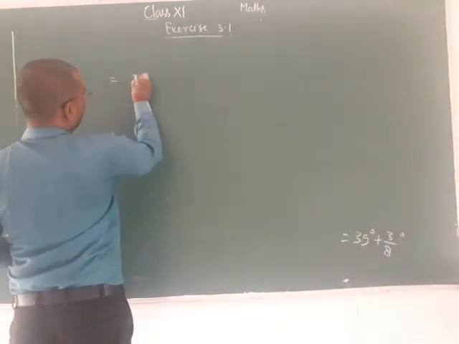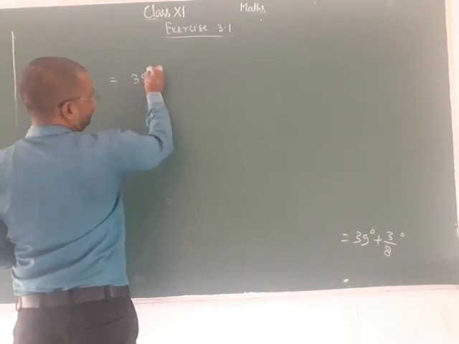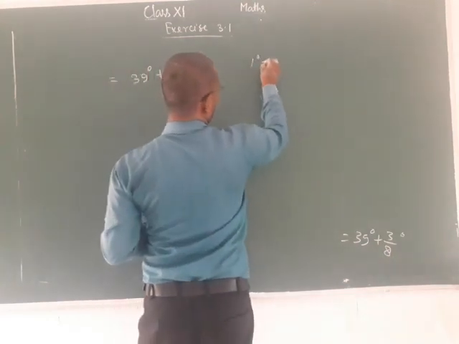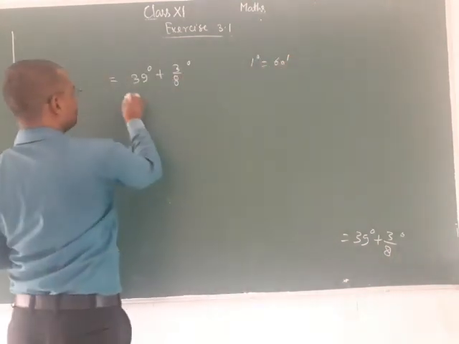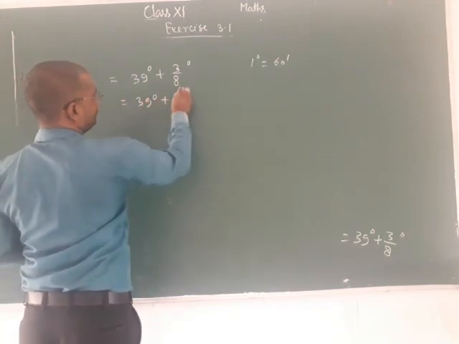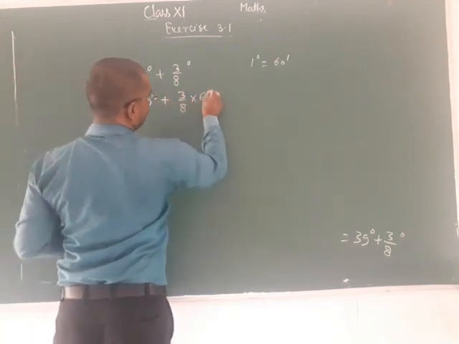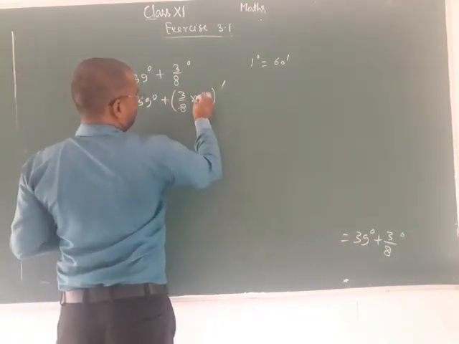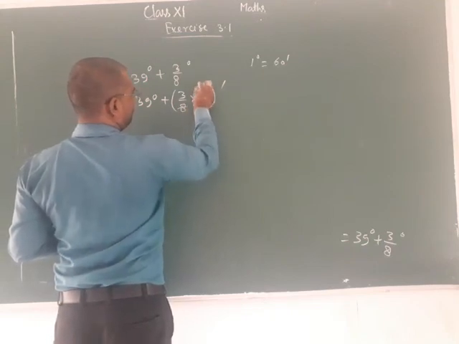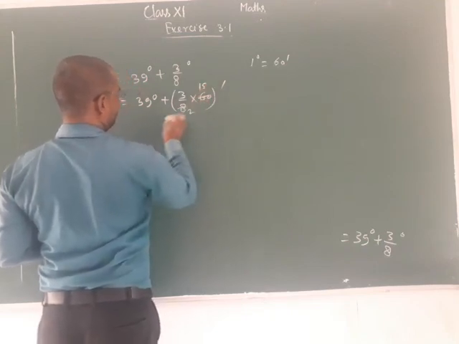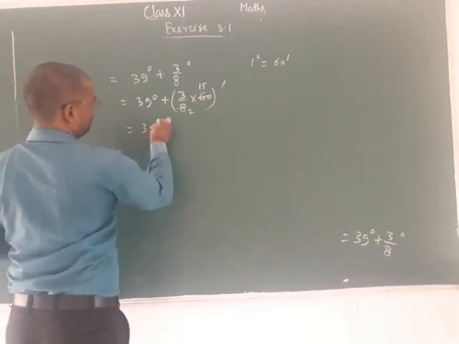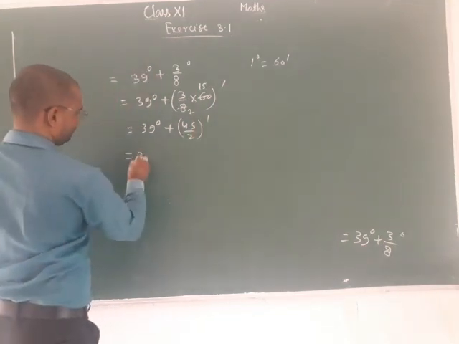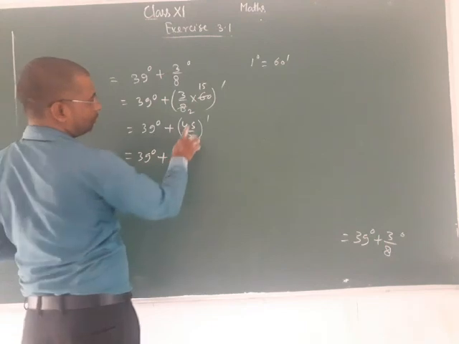This is now 39 degree plus 3 upon 8 degree. So 1 degree is equal to 60 minute. Change into minute: 39 degree plus 3 upon 8 multiplied by 60 to change into minute. So 39 degree and 45 upon 2 minute.